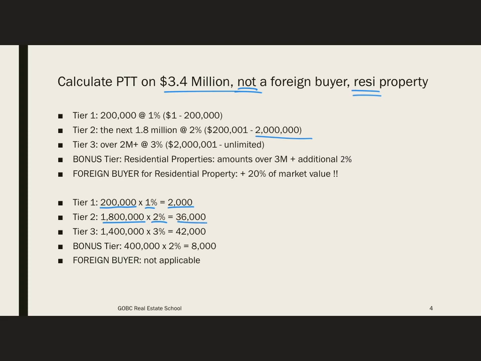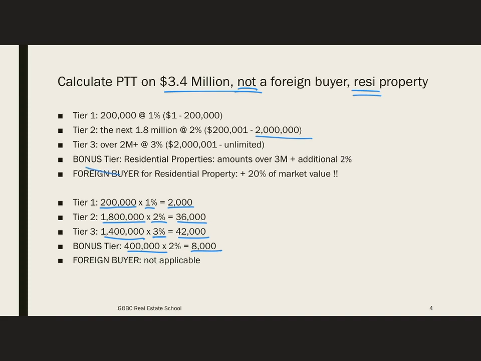for a tax amount for that tier of $36,000. Because we're above a $2 million property, both the bonus tier and tier 3 apply. So we would charge 3% on the $1.4 million above 2 million, for an amount of $42,000. And then because we're above $3 million, we need to charge 2% for that bonus tier on the $400,000 that's above 3 million. So that is an $8,000 amount for the bonus tier.